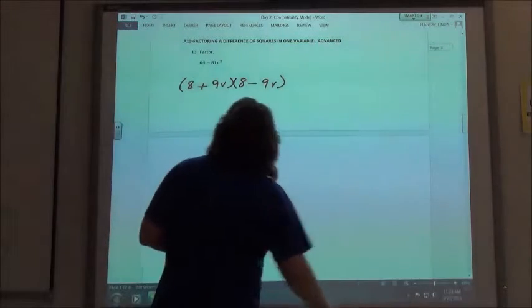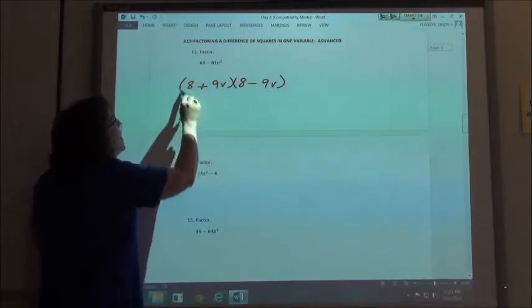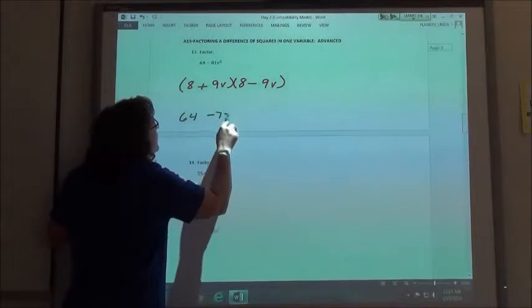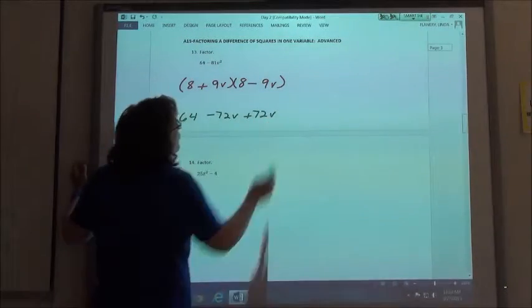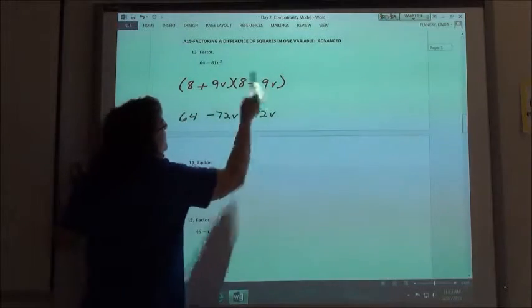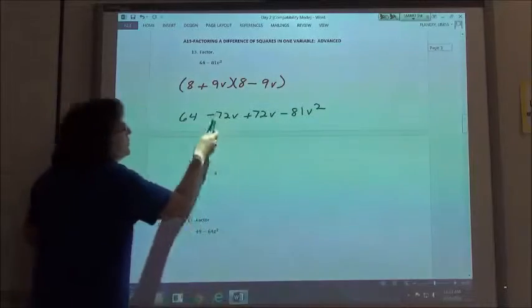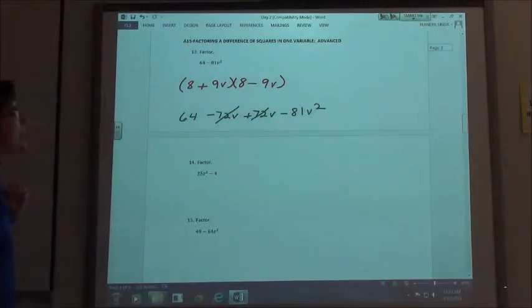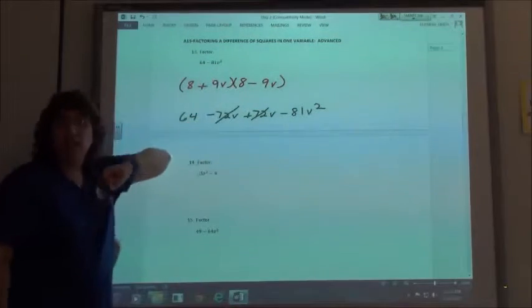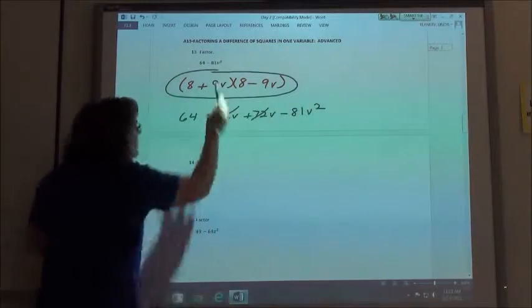So just for fun, if I'm checking this one, 8 times 8 is 64. My outside is negative 72v. My inside gives me positive 72v. And then the last, 9v times negative 9v, is negative 81v squared. You'll see that your middle terms become opposites, and that's how we end up with that difference of squares, by multiplying what they call conjugates. It's the same values with opposite signs in the middle.